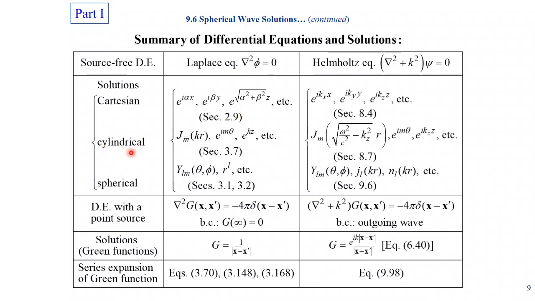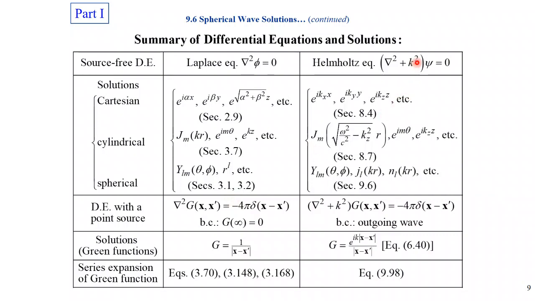And for cylindrical coordinates, we have a Bessel function, exponential i m theta or i m phi, exponential k z. We learned this part in section 3.7. And for spherical coordinates, the spherical harmonics Y_lm, plus r^l and r^-(l+1). Once again, we learned this in sections 3.1 and 3.2.